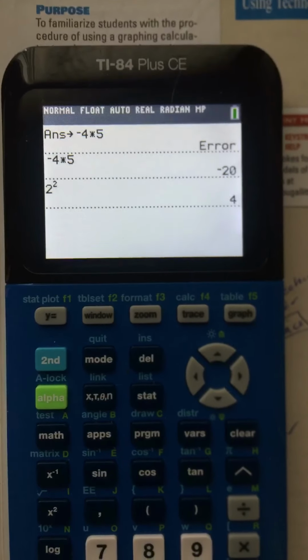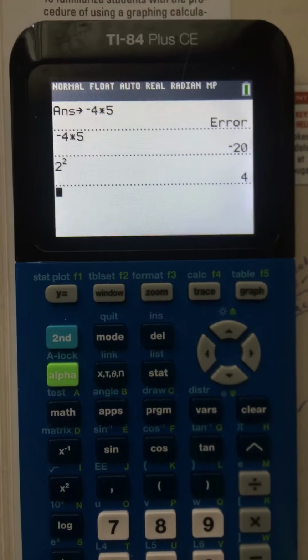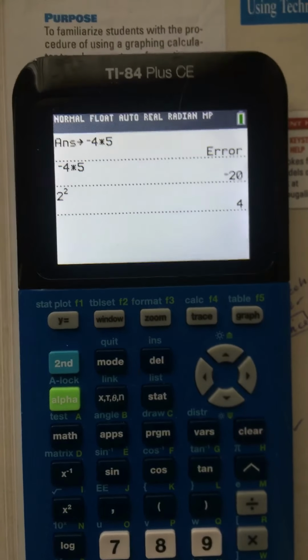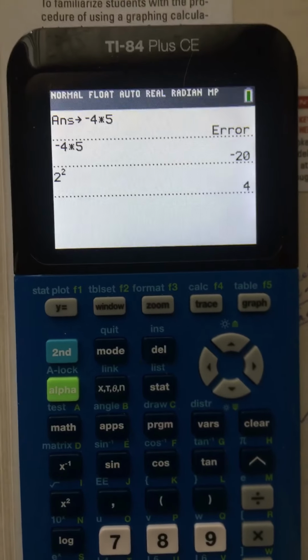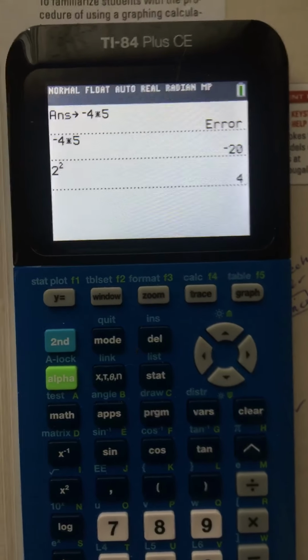Now, if you're in a class where your teacher is going to make you show work and you're not supposed to be just putting it in your calculator, then you can still do this, and I still would do it. But I would do it to check my answer instead.